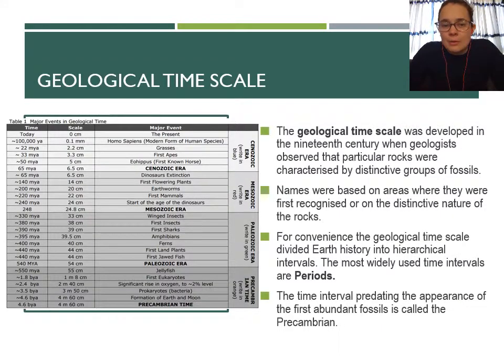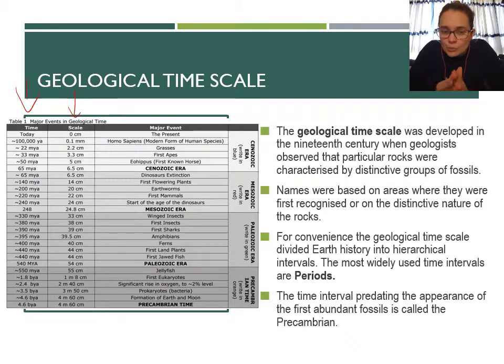So this is another version of the geological timescale. Very similar to what we were looking at before, except this one has more major events within it. So down the left-hand side here is the time period, and MYA is millions of years ago. And then in here, we're looking at how long that would be on a line. So today would be at the 0 centimeter mark. 100,000 years ago would be 0.1 of a millimeter, so not even 1 millimeter. 22 million years would be 2.2 centimeters.